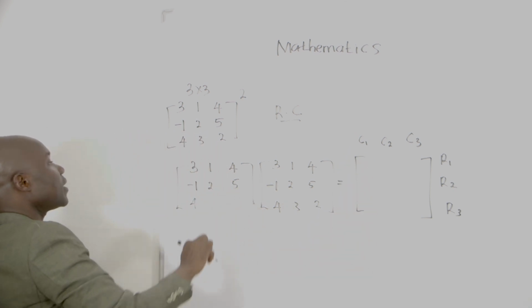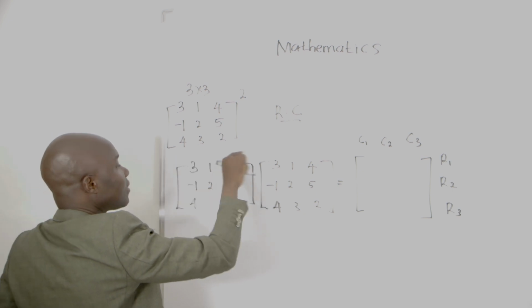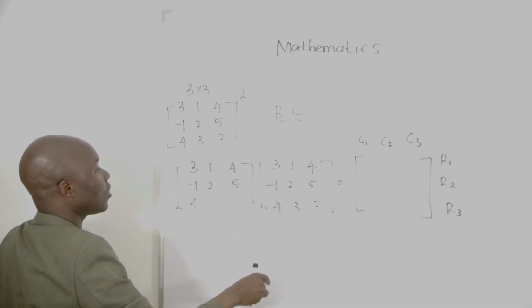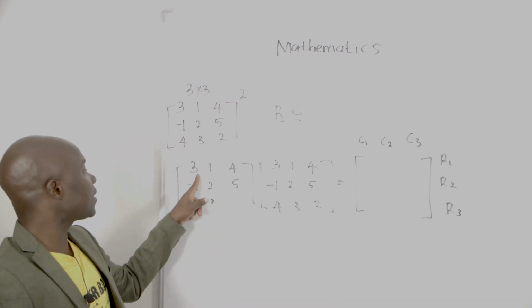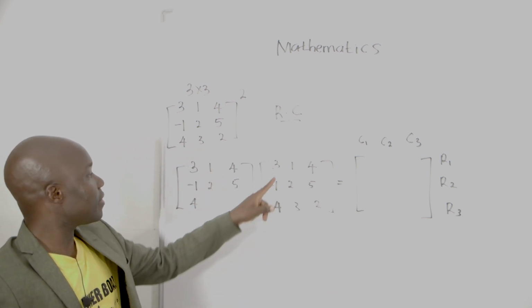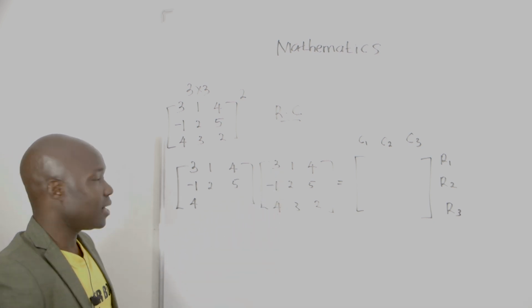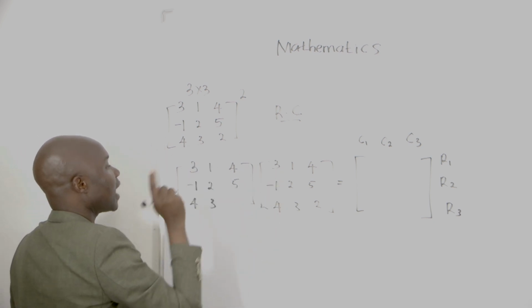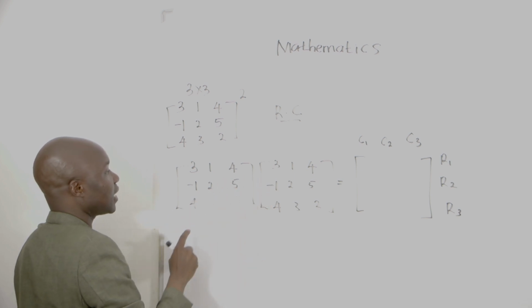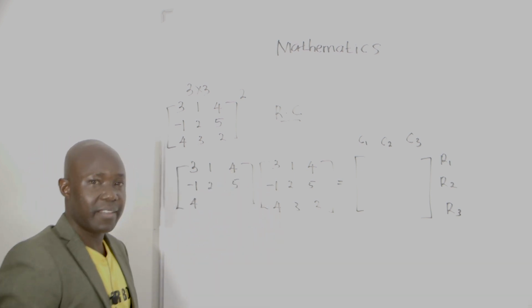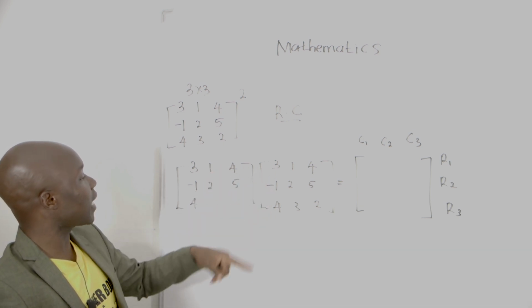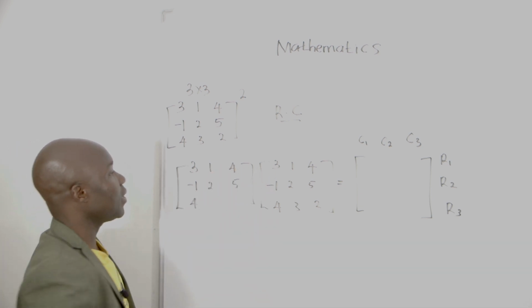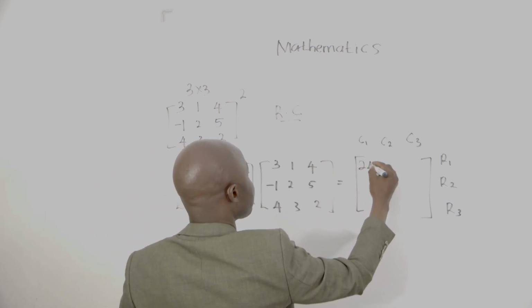So what I'll do, I'll take the first row times the first column. And remember, when you consider rows and columns, the first element, second and third, the first element, second and third. So 3 times 3 is 9, 1 times minus 1 is negative 1, 4 times 4 is 16, then we add them. So here we get 9 minus 1 is 8, plus 16 we get 24.